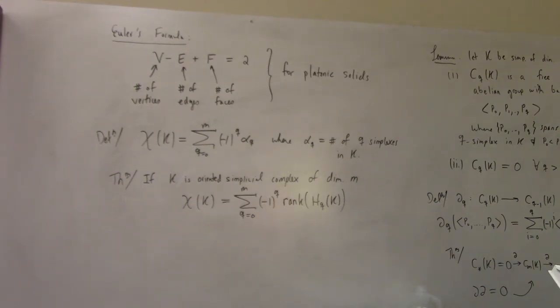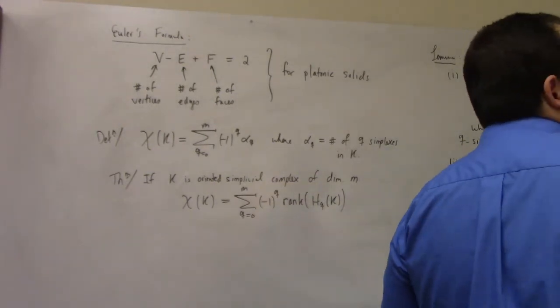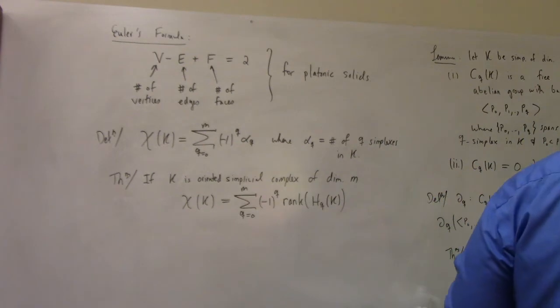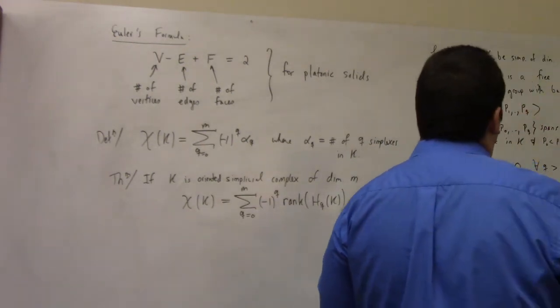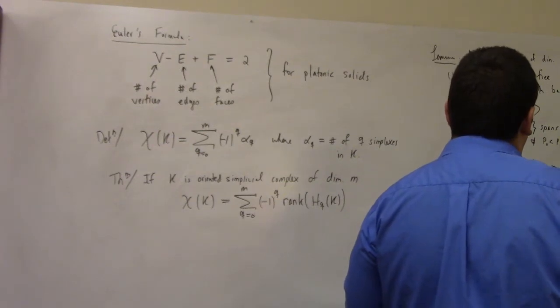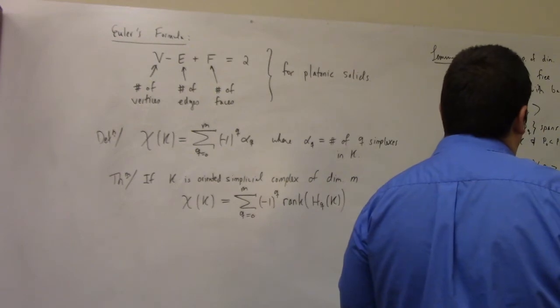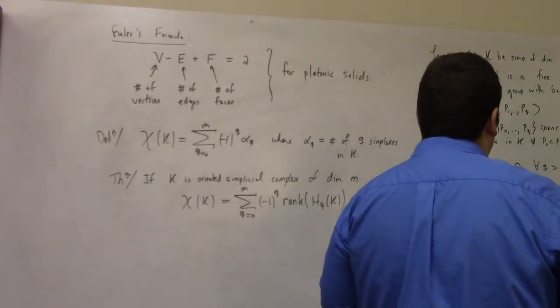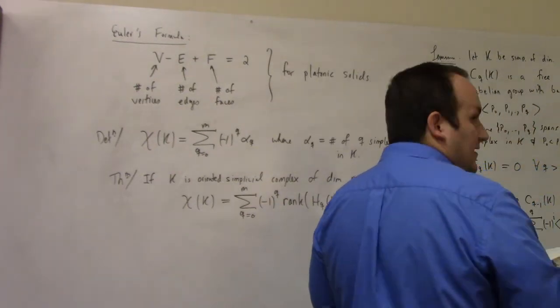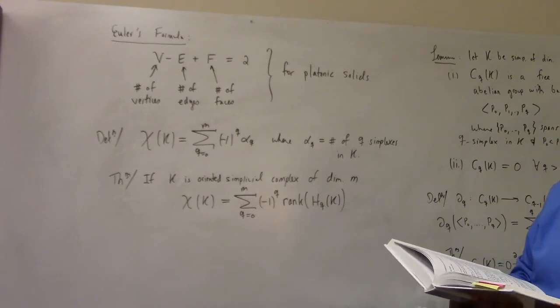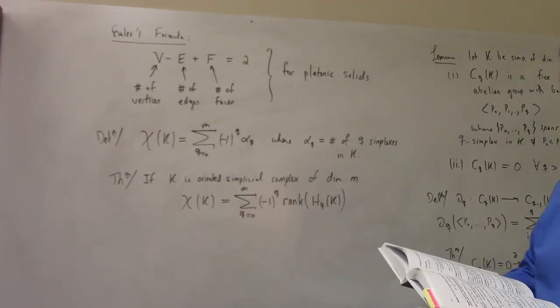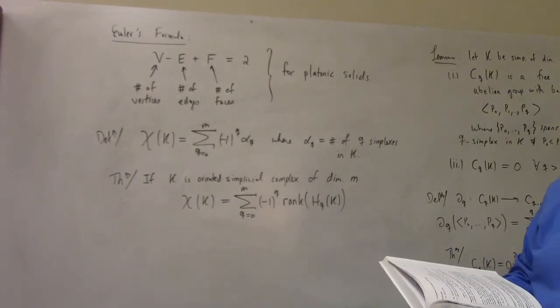Well, I guess the fact that alpha q is the rank of CqK is just counting, right? What's the rank of CqK? What is CqK? Well, the basis is all the, kind of like, linearly independent. The basis has one element attached to each q simplex. So the rank of CqK is the number of q simplexes. And then the equality there is exercise 5.5. All right, I'm starting to go down the path of proving this. Let me stop.